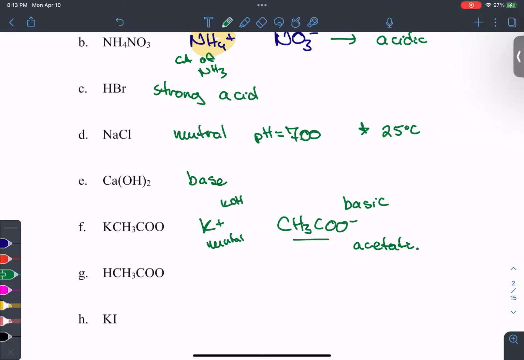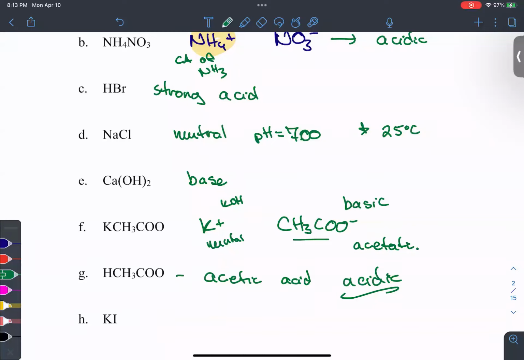All right. Then this next substance, this is acetic acid. All right. This is acetic acid, the neutral acid, so this is acidic. Acidic. Right. KI. What do we think? So that's another salt. Just try to name it. If you name it and you have to use ionic naming rules, then it's a salt.